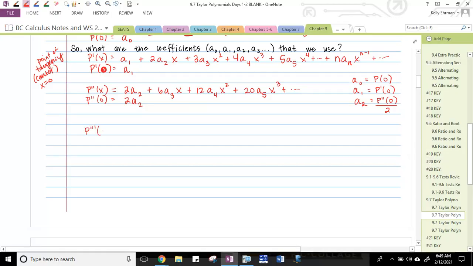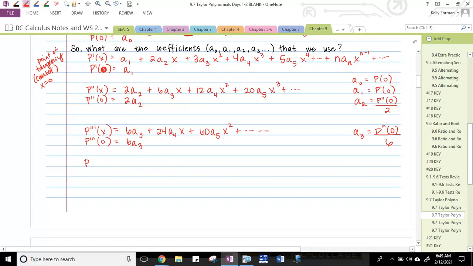Third derivative. We're going to take this to about 4 or 5 derivatives. Third derivative of p of x: the constant term drops away. I get 6a3 plus 24a4x plus 60a5x squared, etc. Evaluate the third derivative at 0. The constant term remains, and all others become 0. Solve that for a3. So divide the 6 to the other side. You get the third derivative evaluated at 0 divided by 6.